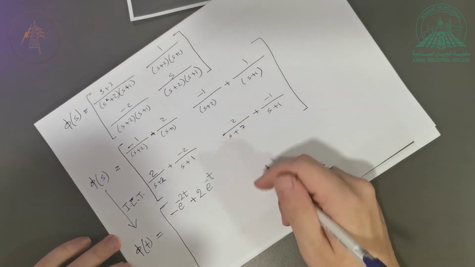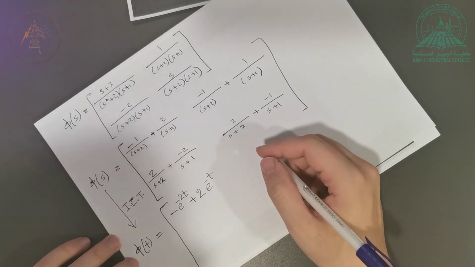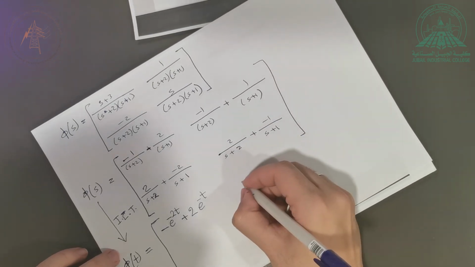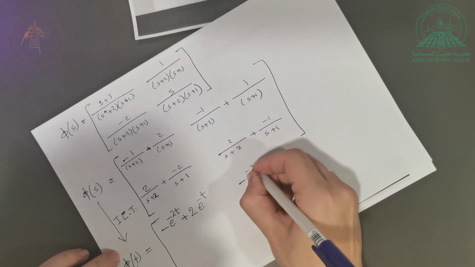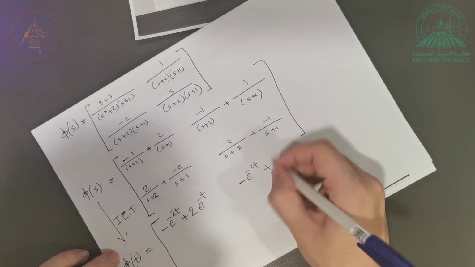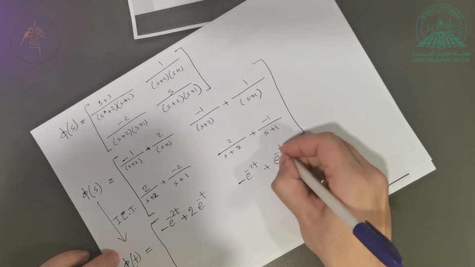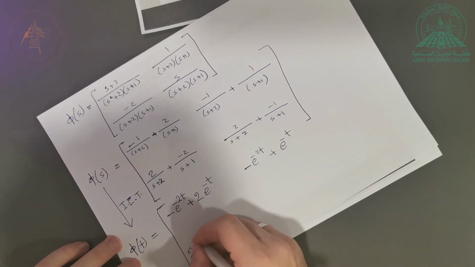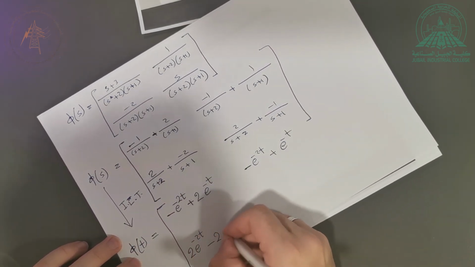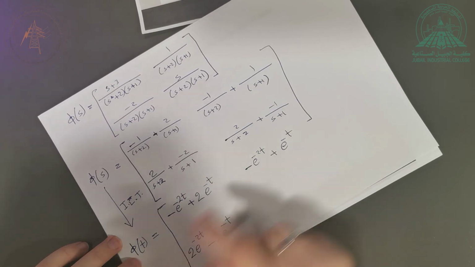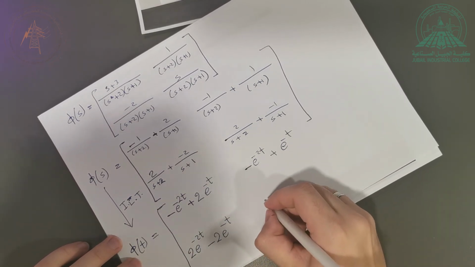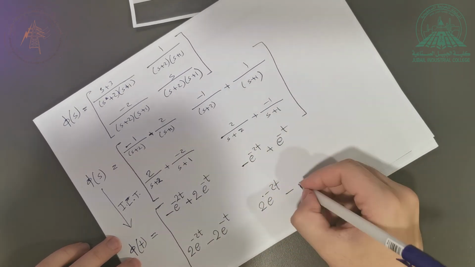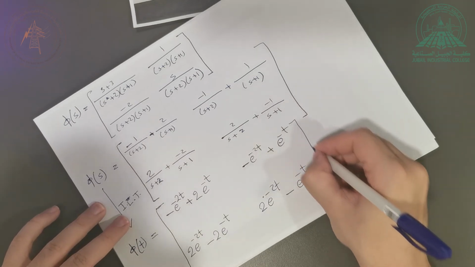Okay, how about this? How about this one? This is minus e minus 2t plus, how about this? E minus t. How about this one? It's 2e minus 2t minus 2e minus t. And finally this one is 2e minus 2t minus e minus t.